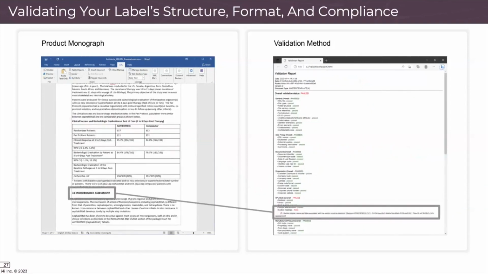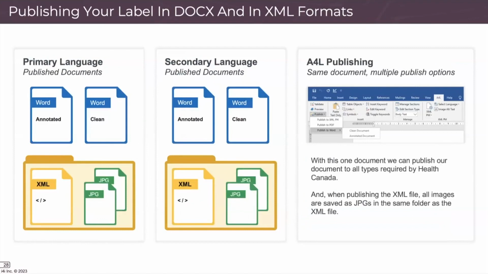When we run the validation report, the section heading rule violation is caught. The report indicates both where and what needs to be fixed before you can publish your product monograph for submission. After validation comes the final step, publishing of your product monographs. For XML PM, Health Canada requires that you submit two Word documents, one with annotations and one without, as well as an XML file for your primary language submission and any JPEG images you used. You'll need to submit the same files for your secondary language submission as well.